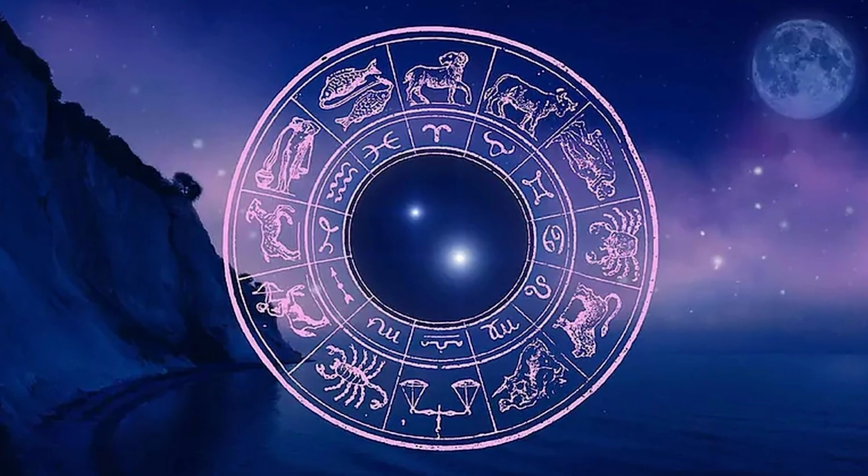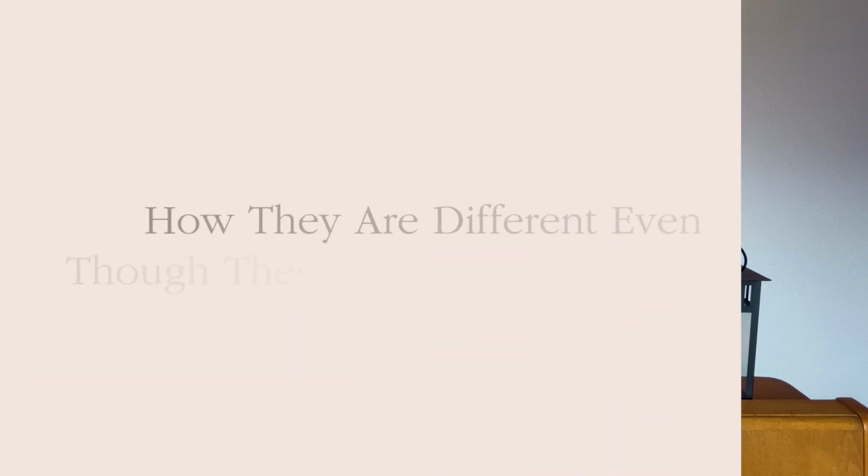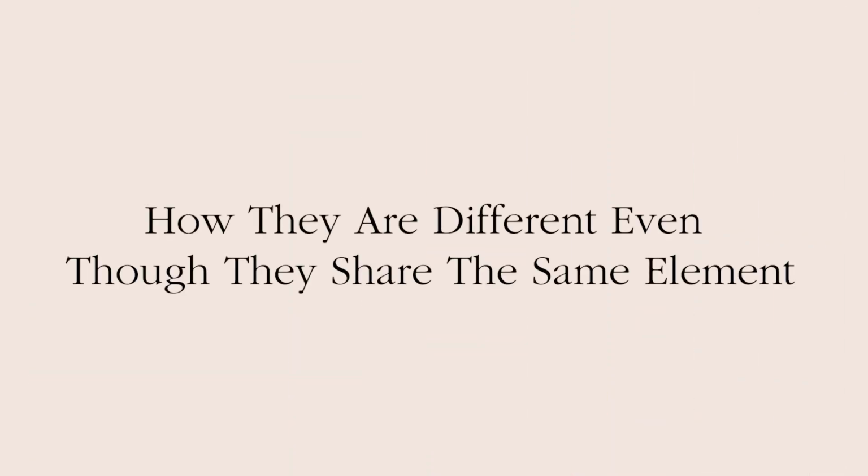So you might already know which element your zodiac sign belongs to. However, to get a fuller picture and better understanding of each zodiac sign, it's also important to understand which modality and which duality it belongs to. Because if you think about it, even though we have different zodiac signs in the same element, they still express themselves differently. And this is where the modalities and the dualities come into play, giving us a better understanding of how they are different, even though they share the same element.